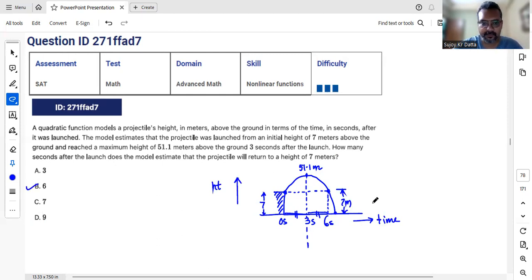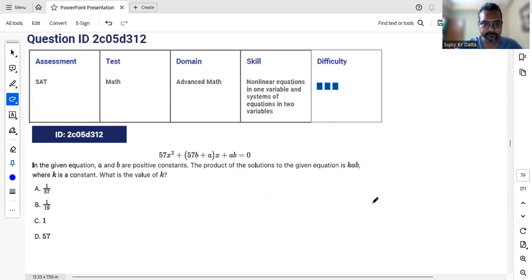Okay, let's go on to the next question. So we have something like this, and it says that the product of the solutions of this is KAB. K is a constant. What's K?